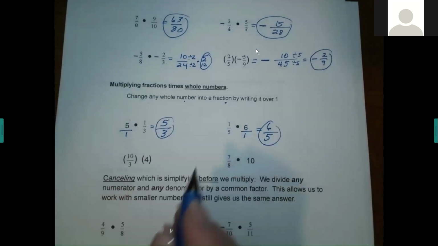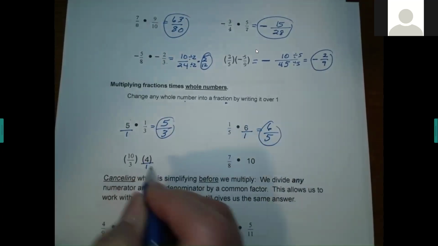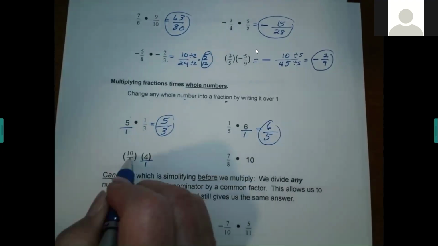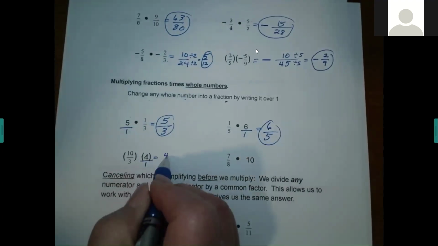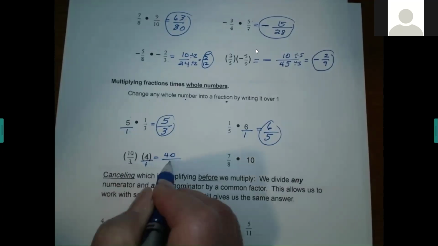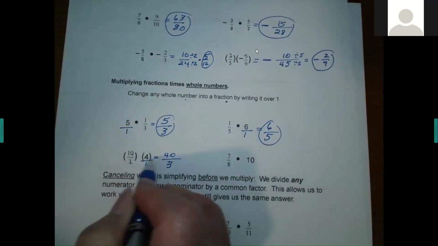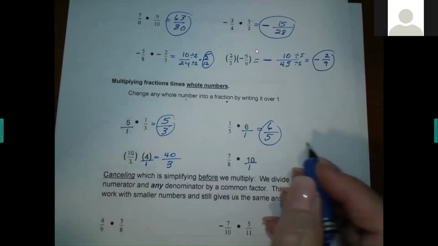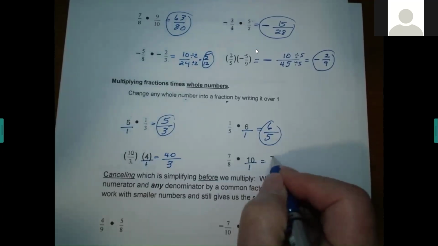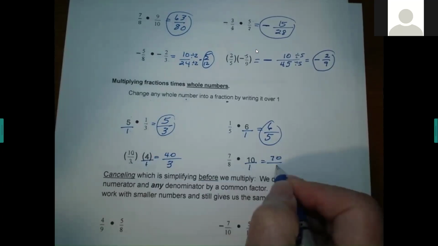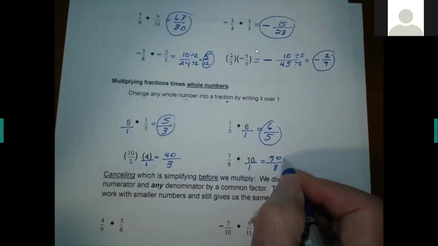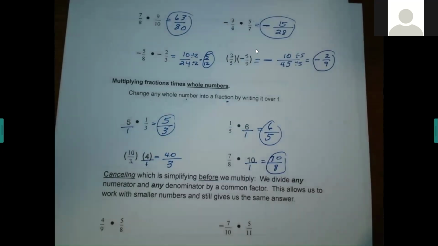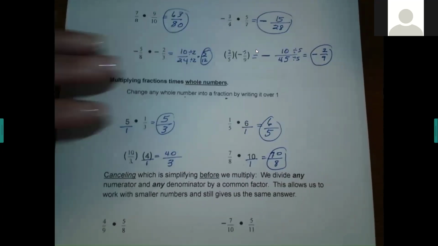So these are our final answers. Again, we have a whole number. We're making it a fraction. 10 times 4 would be 40. 3 times 1 would be 3. We're multiplying the numerators, multiplying the denominators. Again, we'll make the whole number a fraction. 7 times 10 is 70. 8 times 1 is 8. These are improper fractions. We can leave them like that, or you can change them to mixed numbers if you want to practice that.